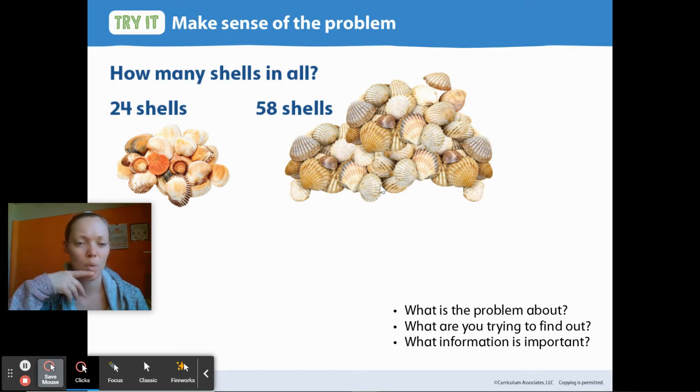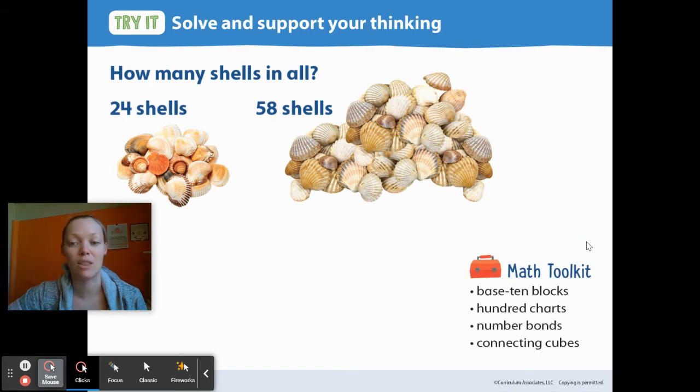And what's important to know if we want to figure out how many shells in all? We need to know how many shells are in this pile and how many shells are in this pile. There's 24 and there's 58. So we're going to use that information to help us figure out how many shells there are all together.